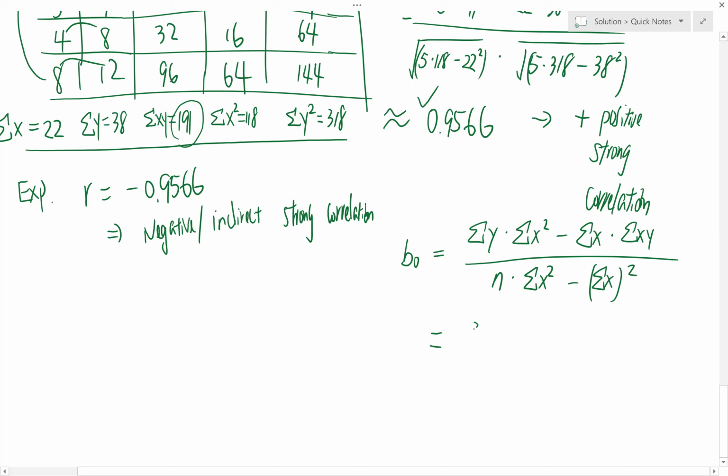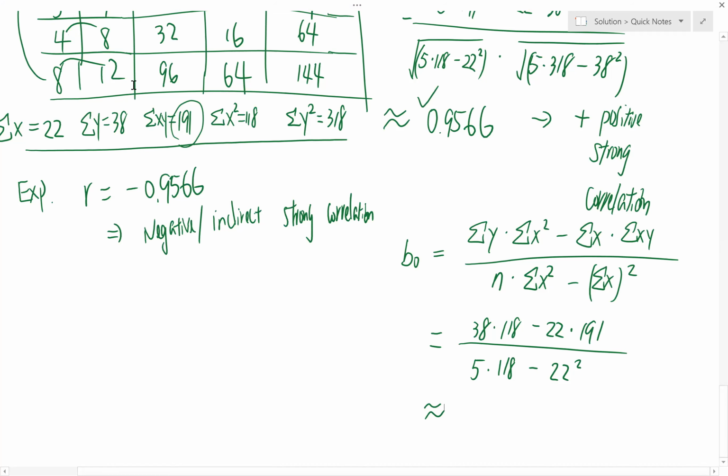Total of y, 38. Total of x squared, that's 118. Total of x, 22. Total of xy, that's 191. Then we divide by the sample size, again, 5. We have 5 ordered pairs. Summation of x squared is, again, 118, minus summation x, total of x is 22, and square that. Okay, so now one more time, we're going to use Excel to do this, and then we're going to round to 2 decimal places.